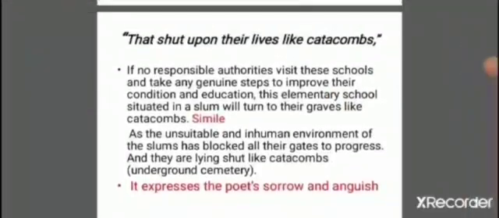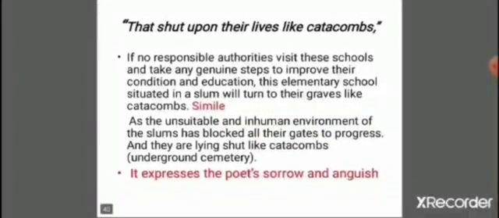And if no responsible authorities visit these schools and take any genuine steps to improve their condition and education, this elementary school situated in a slum will turn to their graves like catacombs. It's a simile used by the poet to show that this school will remain not as an educational institute, but will turn to a grave where these children one day will be buried, because nobody is coming to take care of them, nobody is coming to take them out of this slum.